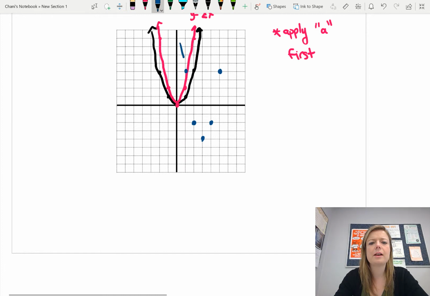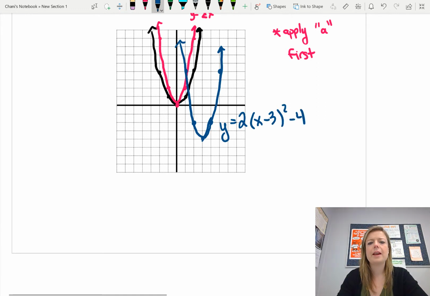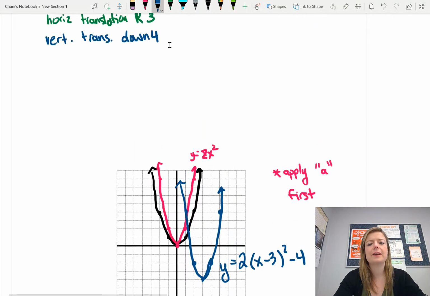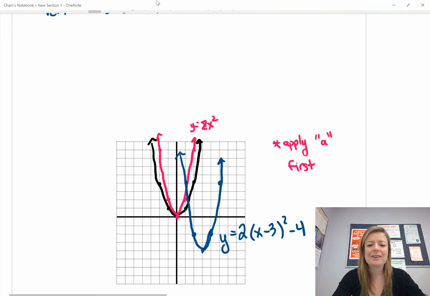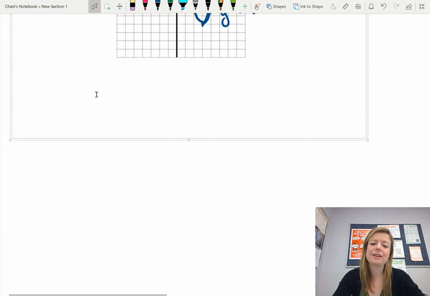So here is my final parabola. And you can label it with the whole equation. Okay, so it's been stretched by 2, and then each of those points after it's been stretched have just been translated right and down. Okay, guys, so that is your first look at transformations.